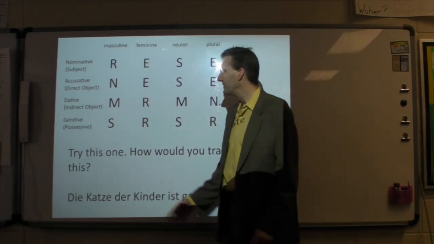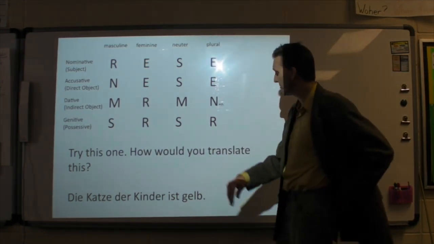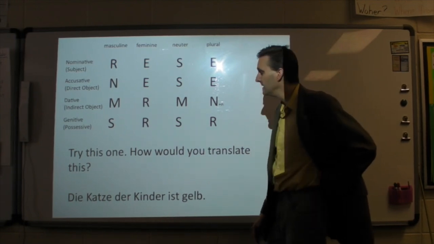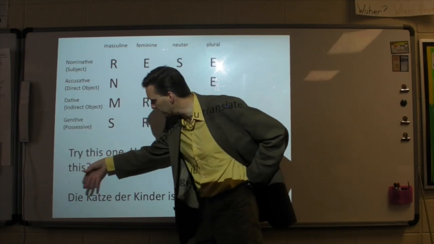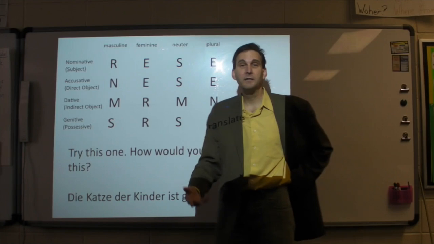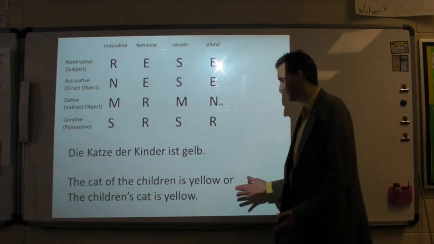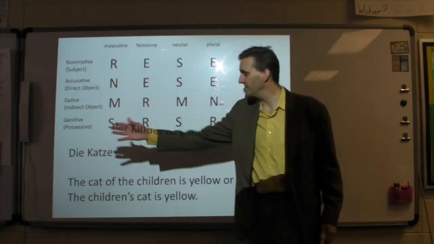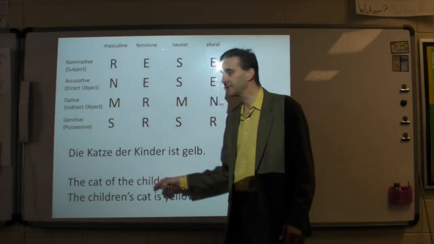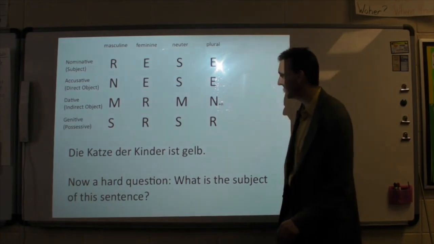Okay, so let's try a different one here. How would you just translate this one? Die Katze der Kinder ist gelb. Okay, now, going word for word, it'd be like, the cat of the children is yellow. Or, again, in normal English, the children's cat is yellow. Alright? But that's how it works in German. It's going to look like this. And once again, you cannot say, die Kinderskatze. That's just not allowed in German. You can't do that. Okay?